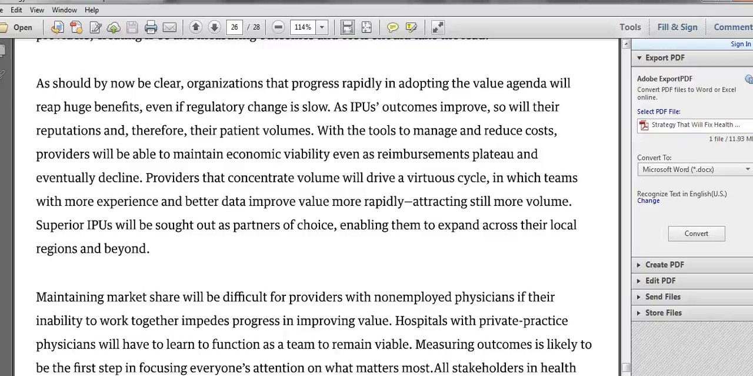With that said, this covers the two chapters that you're supposed to read this week and the two reading articles for this week. Thank you and good luck.